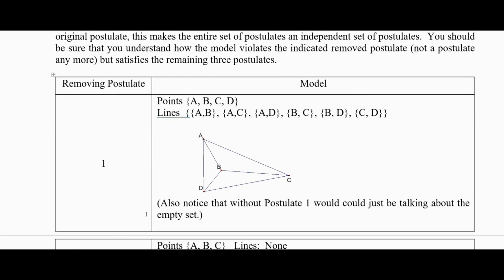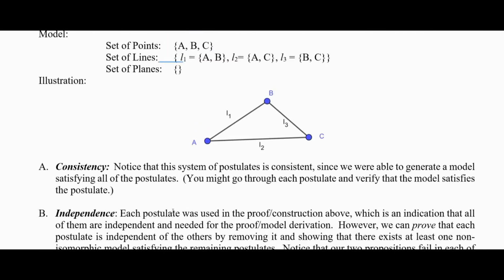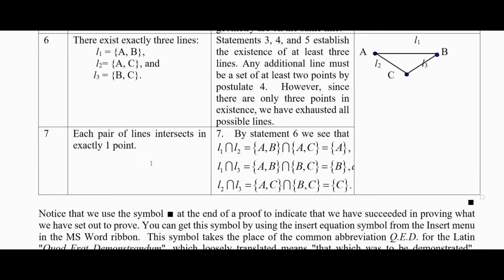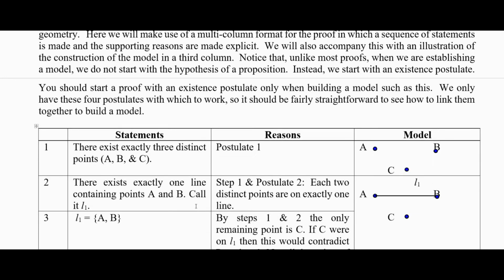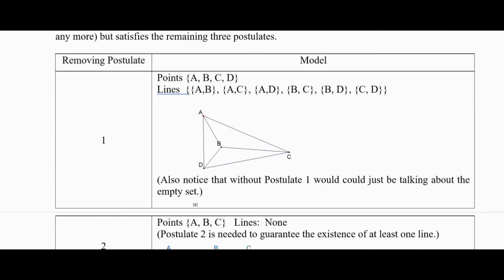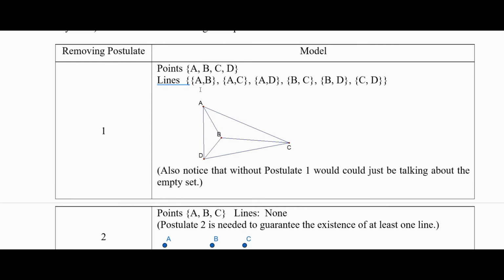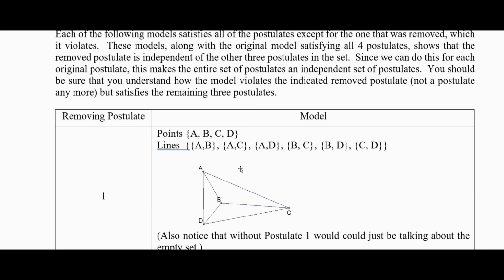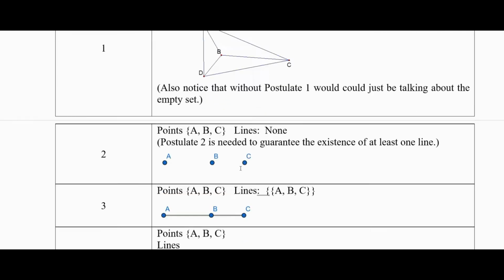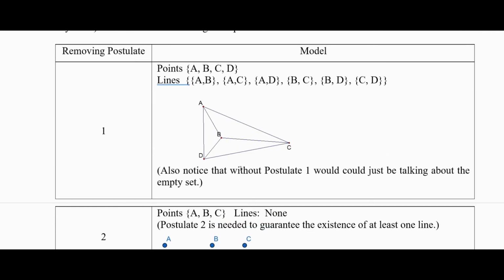So if we remove postulate 1, which says there exist exactly 3 points, but we want to keep the others, I claim that this model here works. This one has 4 points. It has lines AB, AC, AD, BC, BD, and CD. So every line is a set of exactly 2 points, and given any 2 points, there is exactly 1 line containing them, and not all the points are on 1 line. So I think we satisfied everything except for the fact that there's exactly 3 points. So postulate 1 is independent of the other postulates.